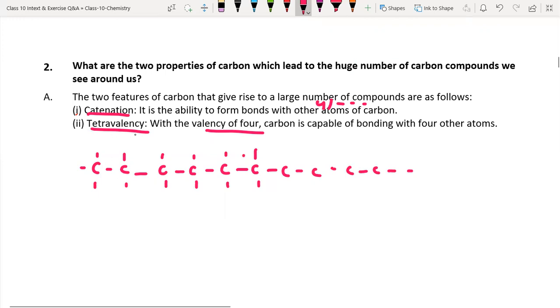And while coming to another one, that is tetravalency. Tetra is nothing but 4, so it has 4 valencies, such that carbon is capable of bonding with 4 other atoms. It can form with 4 other atoms, or it can bond with same carbon also. So these are the two properties, catenation and tetravalency.